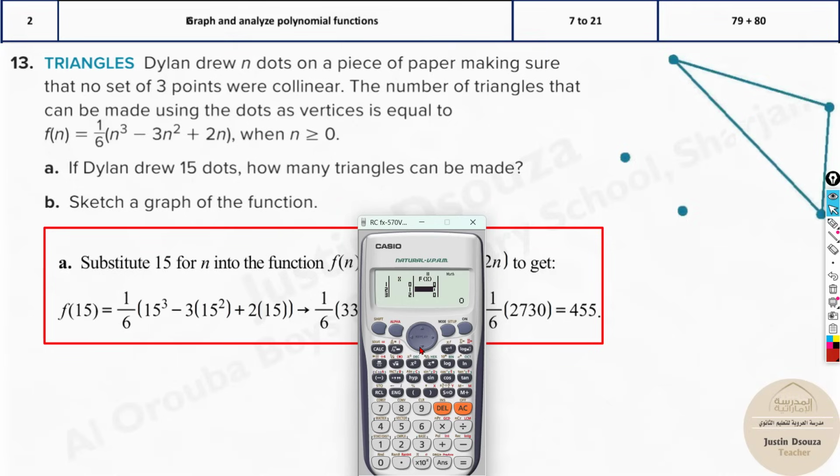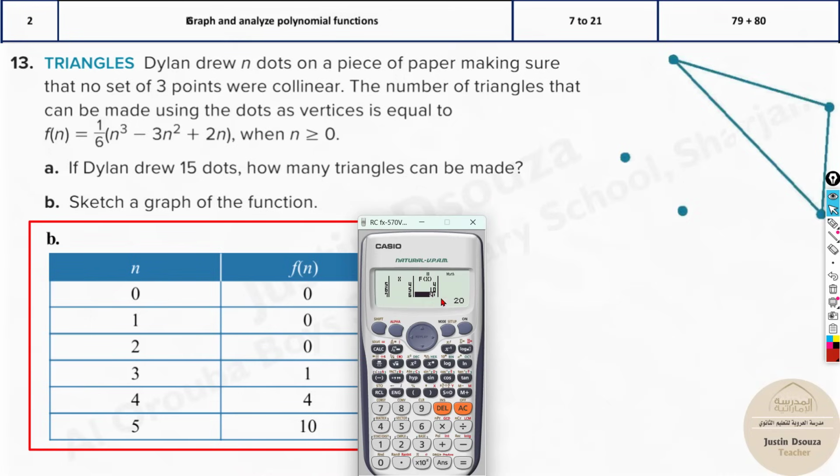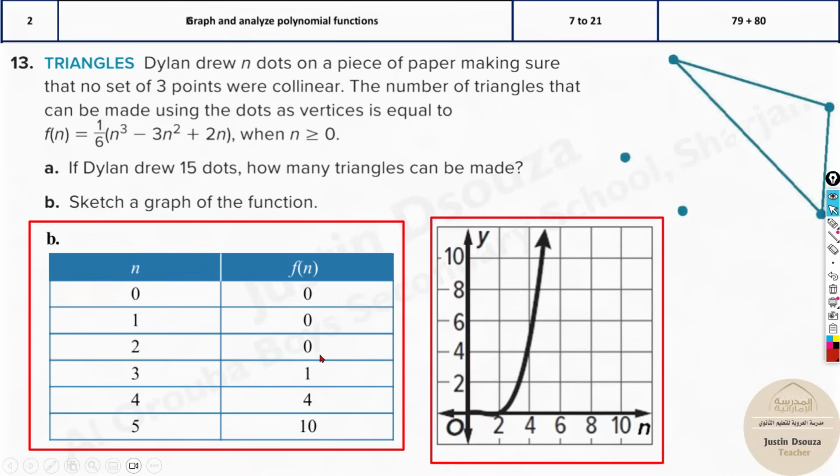For 0, it's 0. 1, it's 0. And over here now the values are changing. You can see that's the table. Over here you can see these are the answers. We got more values, but that's fine. With this table, which can be easily obtained from the calculator, graph it out.